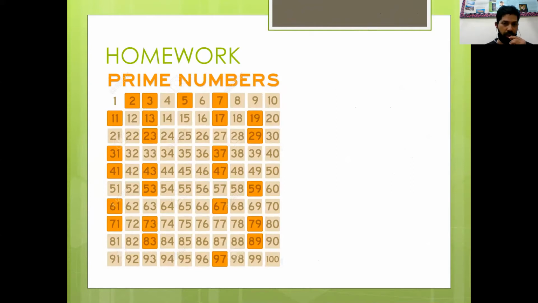Just try it as homework. If you cannot find them the easy way, because it's very difficult from 1 to 100, no problem. I can discuss with you in the next session how to solve it. We have a shortcut to find prime numbers between 1 and 100. I will show you in the next session. Just try the pages as homework.